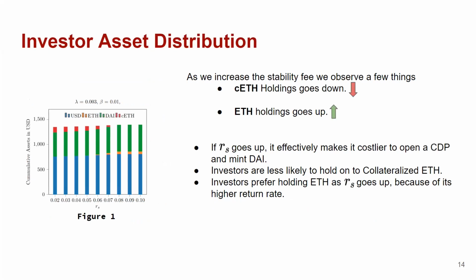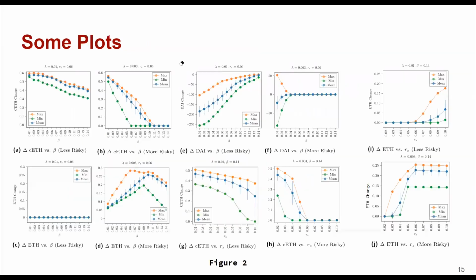Now that we have defined several important metrics, we can analyze the impact of system parameters. Here in figure 1, we plot an investor's distribution of assets, and we see how this distribution changes as we increase the stability rate. We observe that as we increase the stability fee RS, CETH holdings go down and ETH holdings go up. This is because at high RS values, investors prefer to close CDPs and convert CETH to ETH.